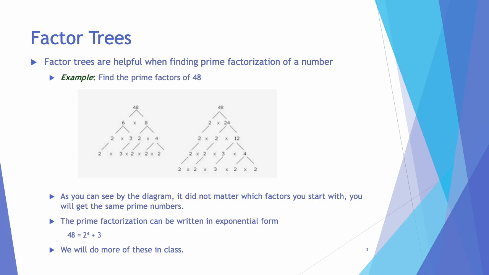So the prime factorization of 48, written in exponential form, is 2 to the 4th times 3. And we will do more of these in class, and that ends section 1.6.